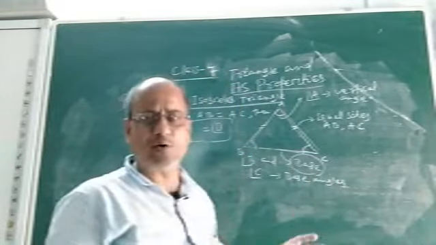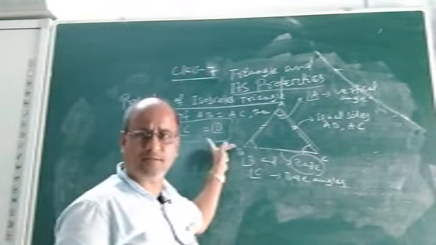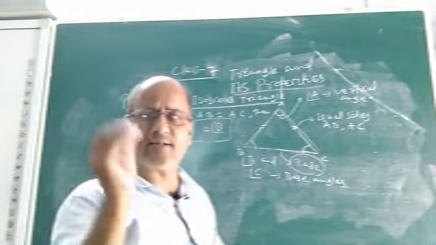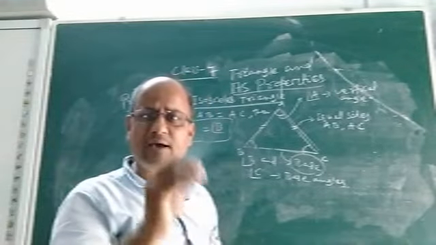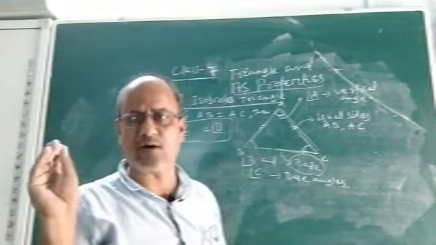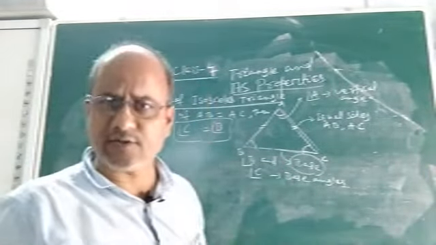So this is all about the isosceles triangle, and this is one of the properties of an isosceles triangle: in an isosceles triangle the 2 base angles are always the same, or the angles opposite to the equal sides of an isosceles triangle are equal.